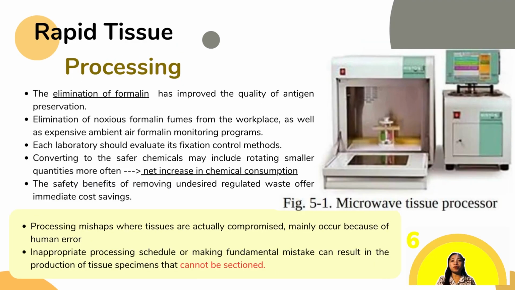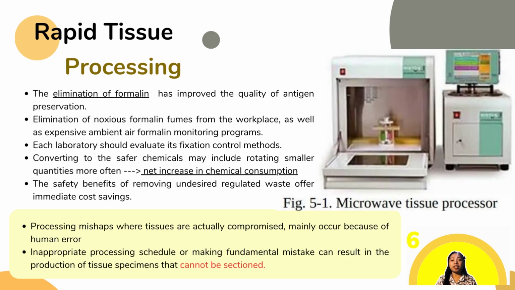The elimination of formalin in both the fixation process and the processing has improved the quality of antigen preservation in the tissue sections. An added benefit is the elimination of noxious formalin fumes from the workplace as well as the expensive ambient air formalin monitoring programs. Each laboratory should evaluate its fixation control methods to optimize the use of microwave processing.